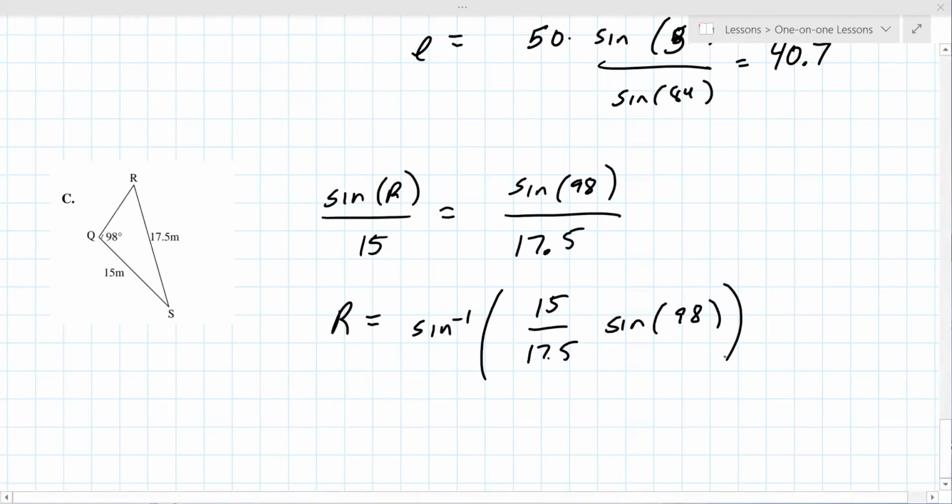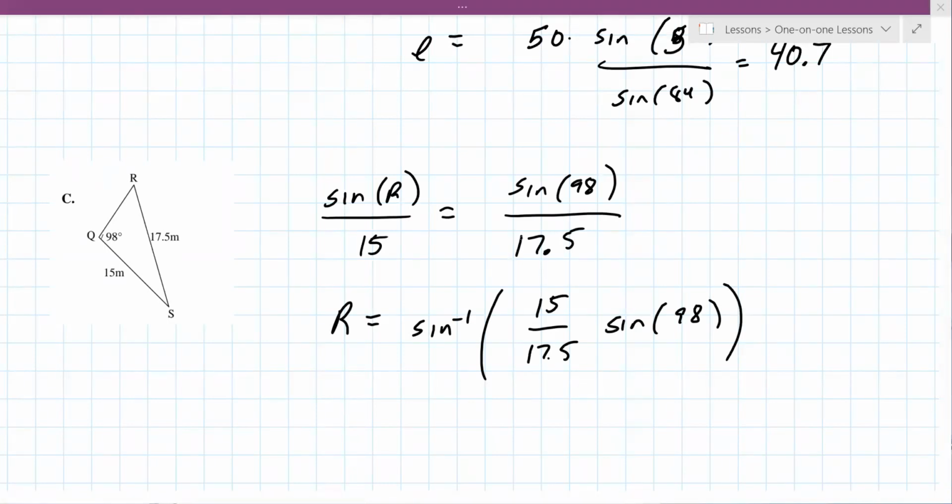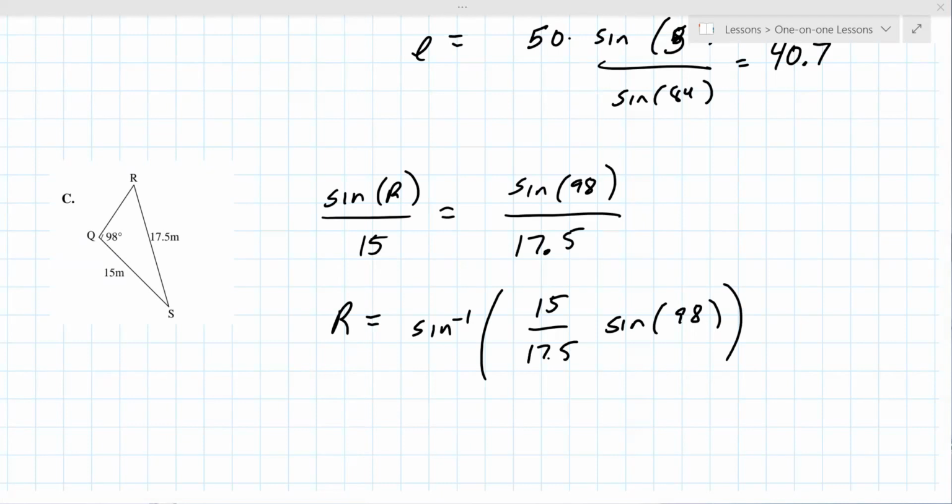And that value is not given. Oh my gosh! Wait, maybe I'm not looking at the right thing. Probably not looking at the right thing. It is given. It's 58.1.